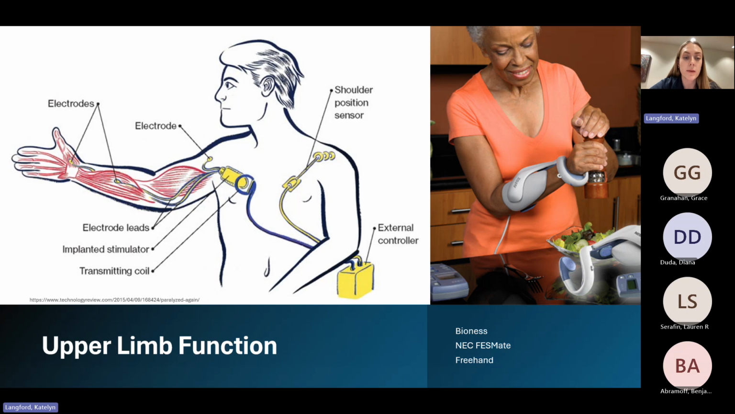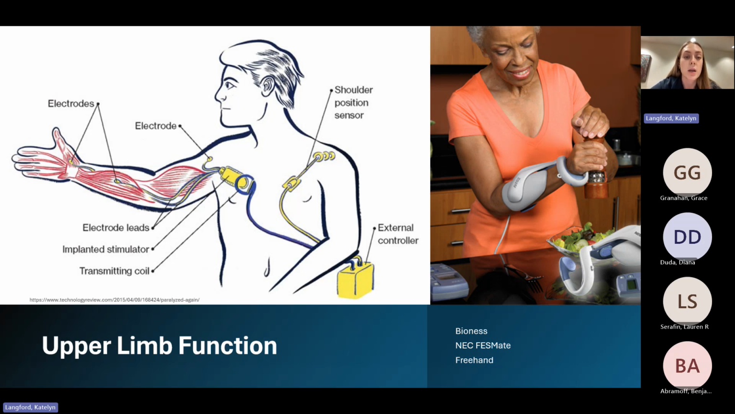So with upper limb function, we have surface, percutaneous, or implanted electrodes. I think the BioNess is the system that's kind of most widely used for the surface electrodes. So that's exactly what it sounds like. It just goes on your arm and it'll give you the electrical impulse through the device, but it doesn't break the skin.